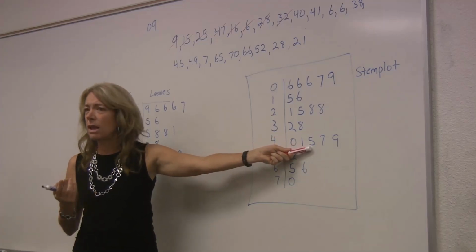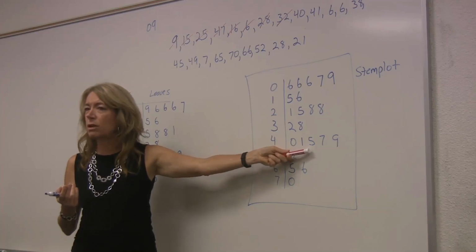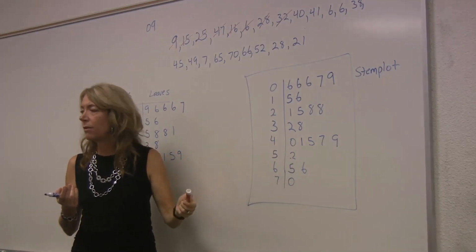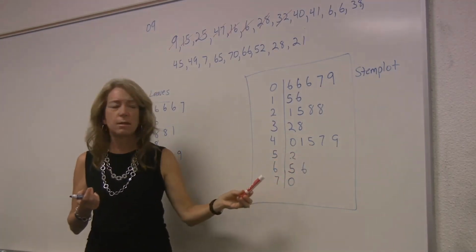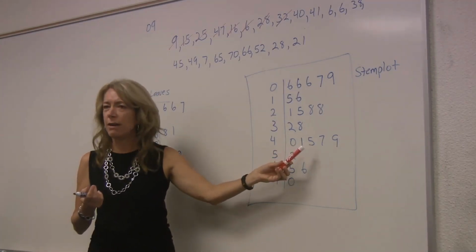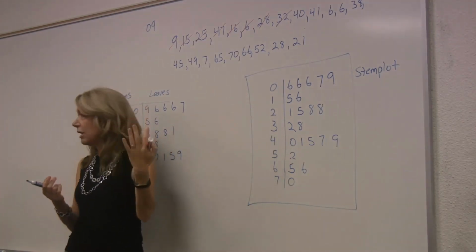So I like her thinking, is that the middle? How many people are older than 45? 1, 2, 3, 4, 5, 6. How many are younger than 45? A lot more than 6. I like thinking out loud though.